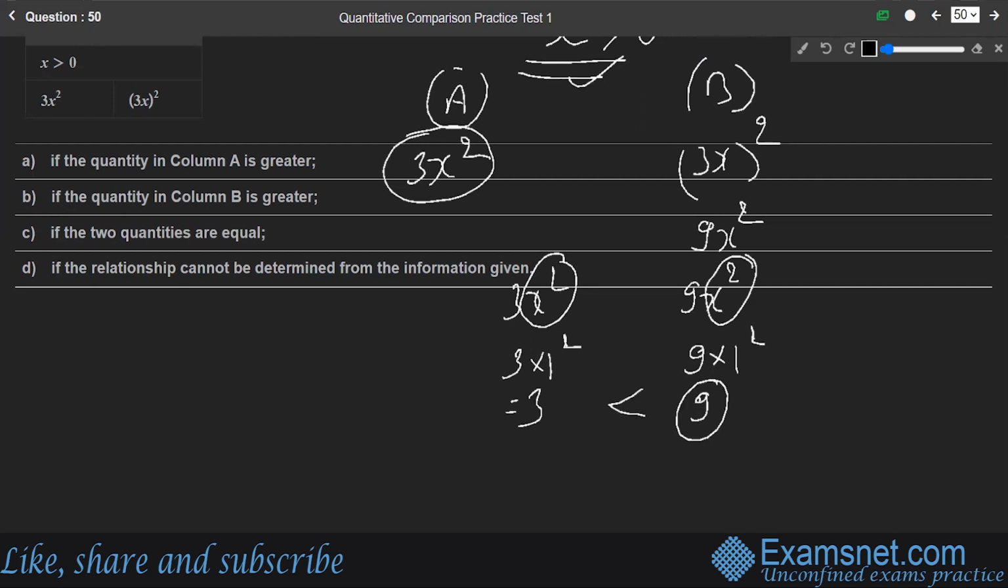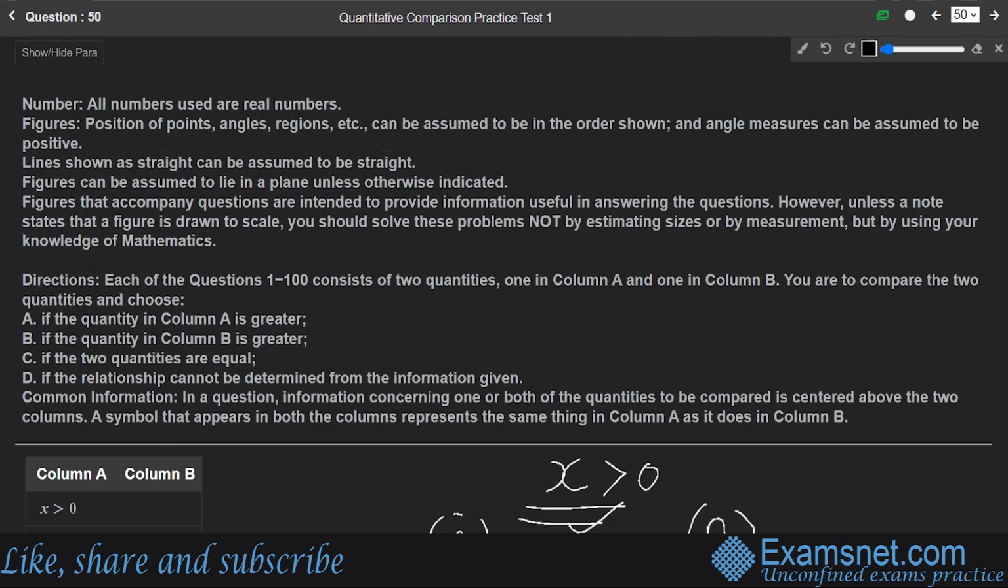So we can conclude the same fact: the quantity in column B is greater than the quantity in column A for all cases when x is greater than 0. So that becomes the right answer. The quantity of column B is greater. That is the right answer, option B.